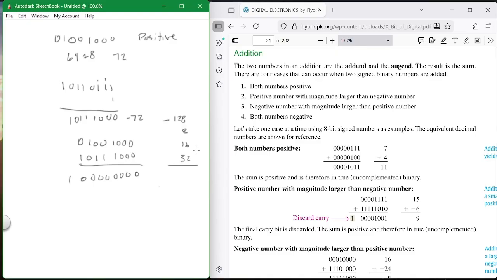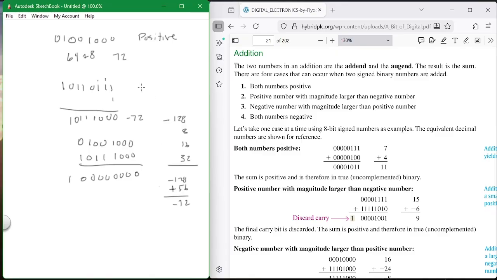32, 48, 56. Minus 128 plus 56 is equal to, 72. That's a minus 72, so it's a minus 72. Minus 128 plus 56, or 56 minus 128, is a minus 72. All right?